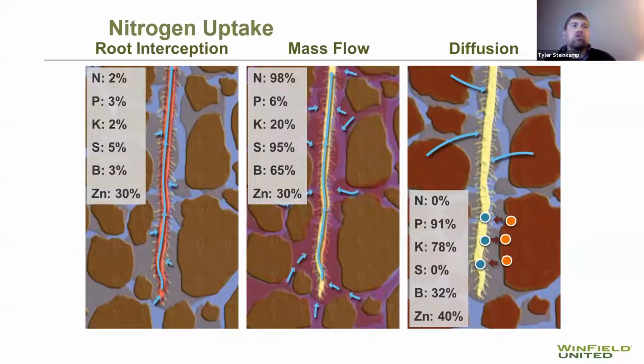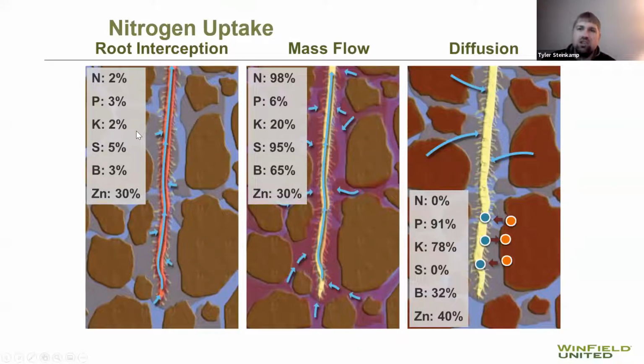Okay, so nitrate is not necessarily a bad thing. The key is with nitrate is we have to get it available when the plant actually needs it. If we can't get it available when the plant needs it, that's when we start to see those nitrogen deficiencies.